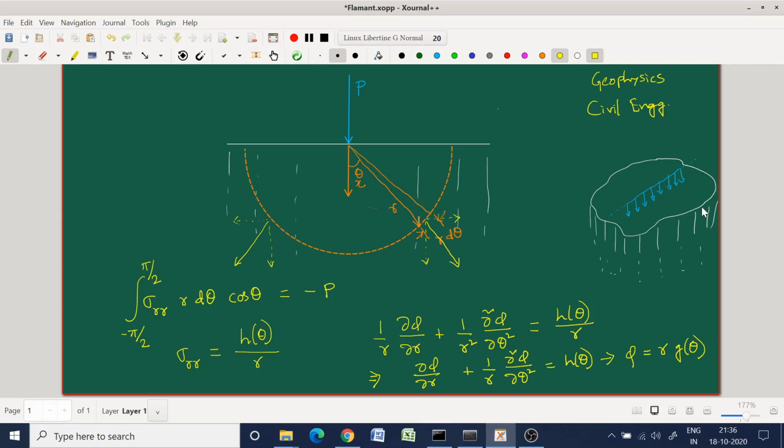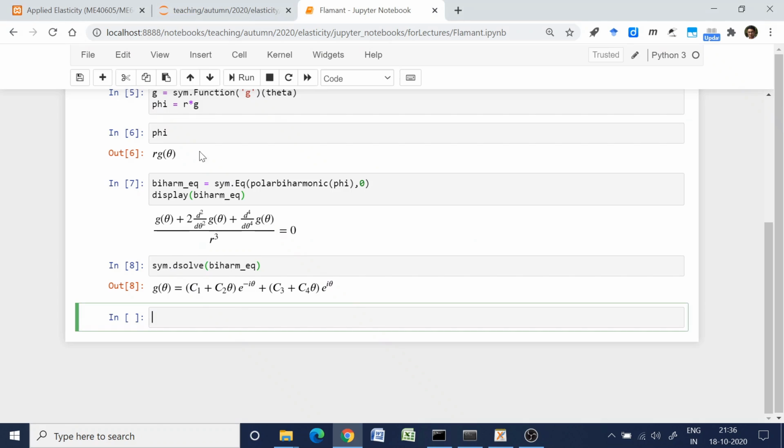So if I go back here, maybe I go to a new page. So for the g theta differential equation, this is d4 g theta d theta 4 plus twice d square g d theta square plus g is equal to 0.